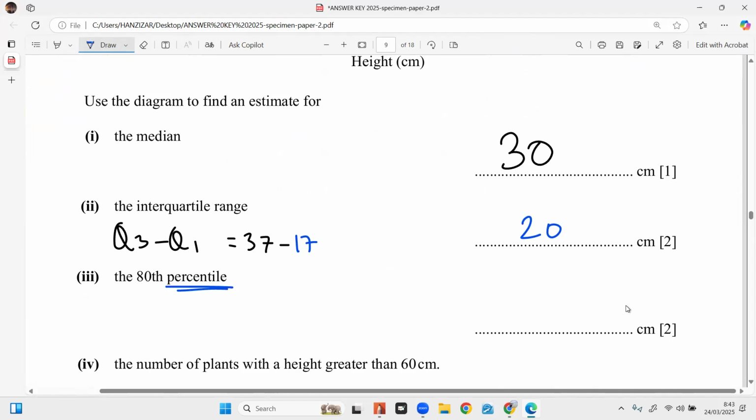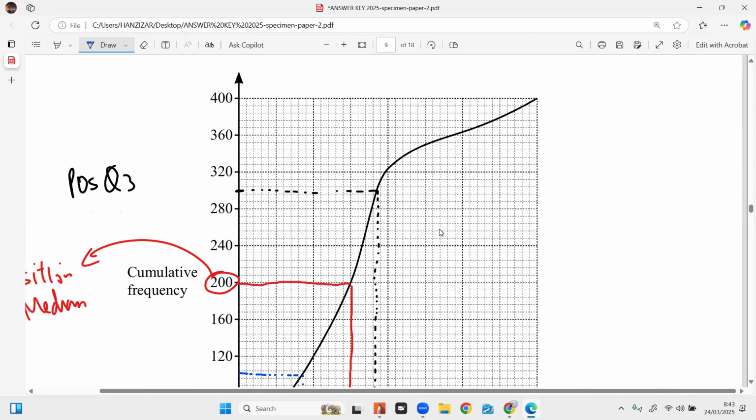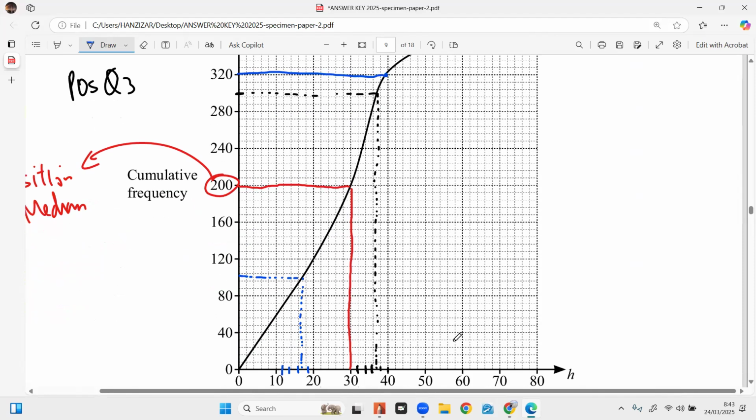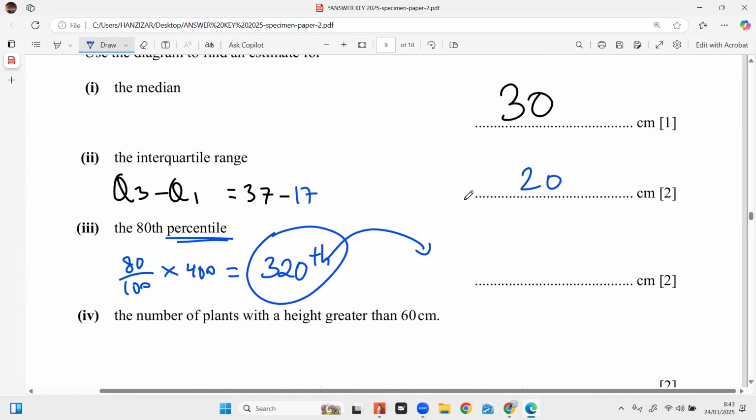Now, the 80th percentile. Percentile means percent. 80% of the data of 400, we get the 320th data, which is, look at this, 300. Oh, easy. Here, right? Go down, we get 40, right? Not 40, a bit less than 40, but you can say 39. 39 or 40, both of them are correct.